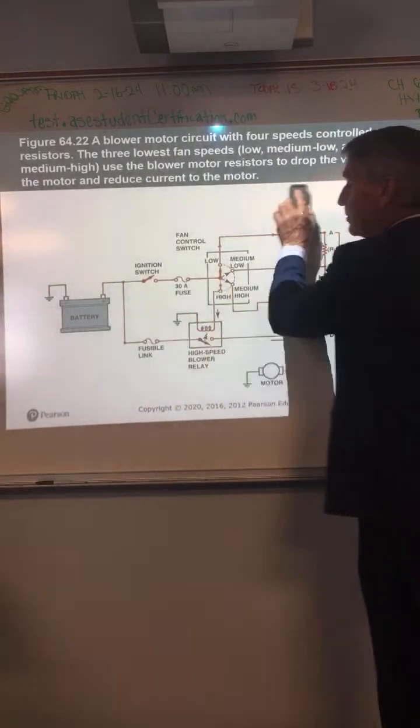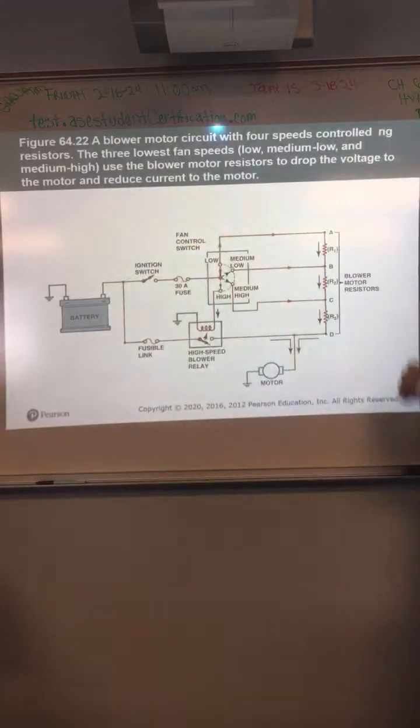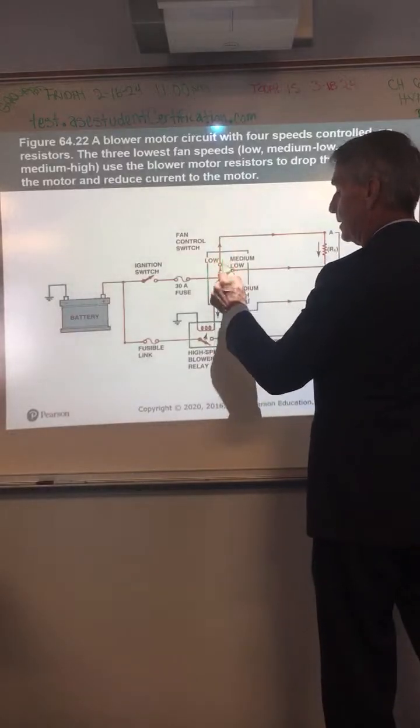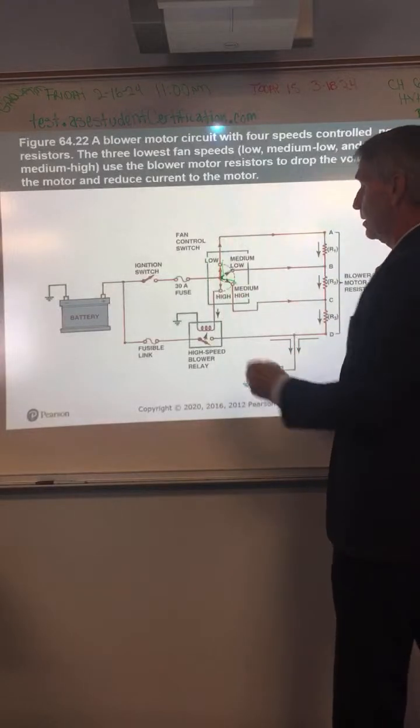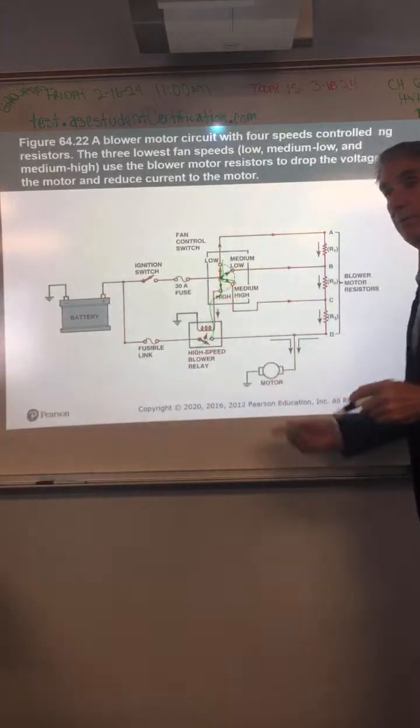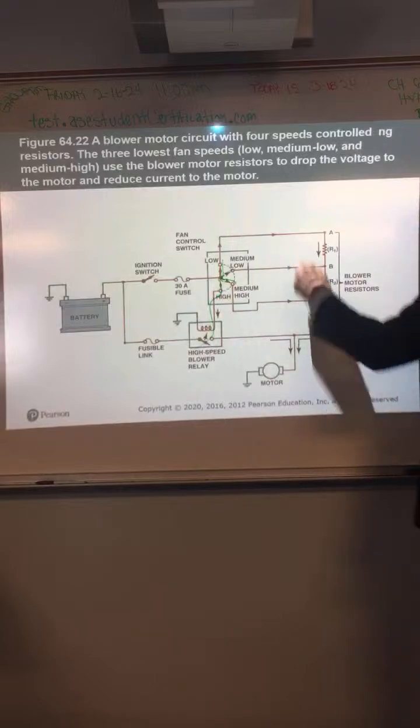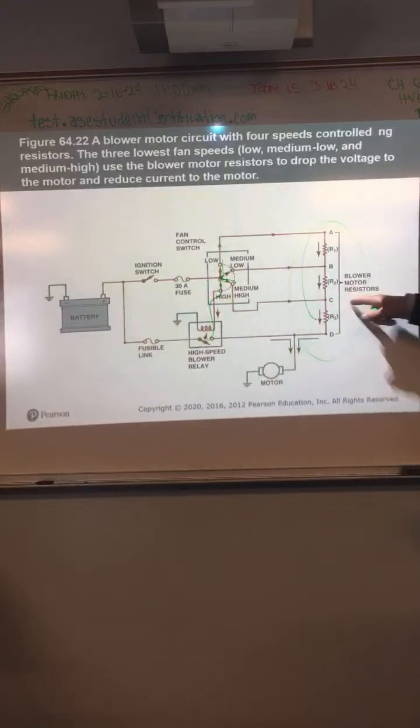This is important because you're going to be asked test questions like this throughout the ASE and stuff like that. It's going to say something like, your fan only works on high. You select this speed, this speed, this speed, nothing happens. But you turn it on high and all of a sudden it works. What's wrong with it? The blower motor resistor pack. It's usually one piece that has all the resistors in one resistor pack, okay?